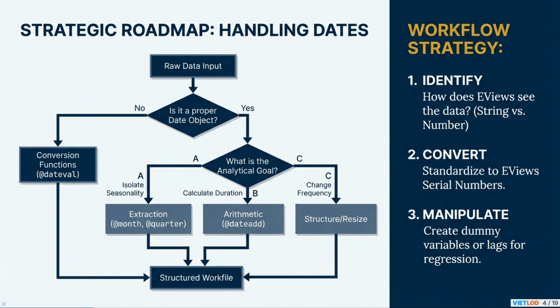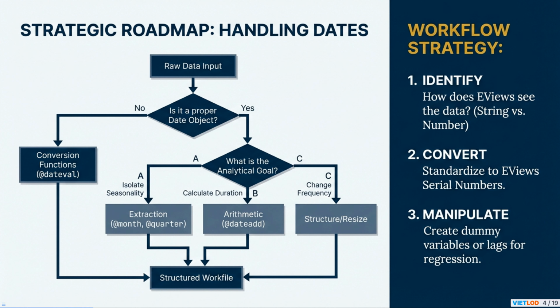Our workflow strategy begins with identification. The first step is always to determine how EViews is interpreting your date column. Is it a string of text or a numerical value? If the data is not a proper date object, the next step is to convert it. We use functions like @dateVal to standardize the data into EViews' internal format, which is a serial number system. Once the data is in a structured format, we can manipulate it. This is where the real analysis begins, such as creating dummy variables for specific months or lags for dynamic models.